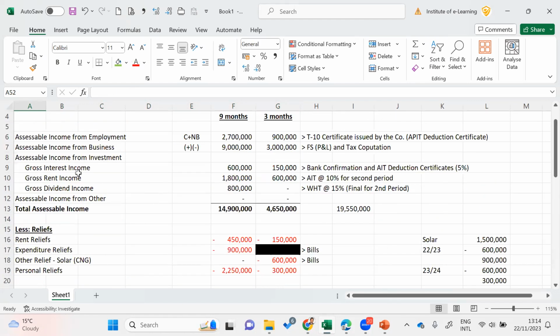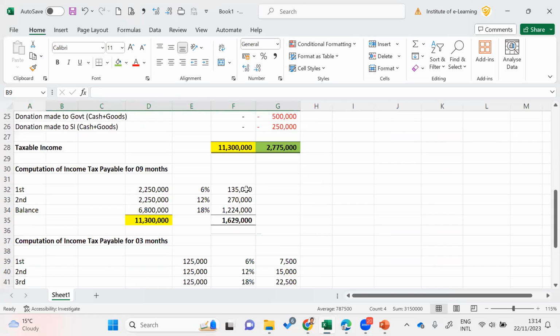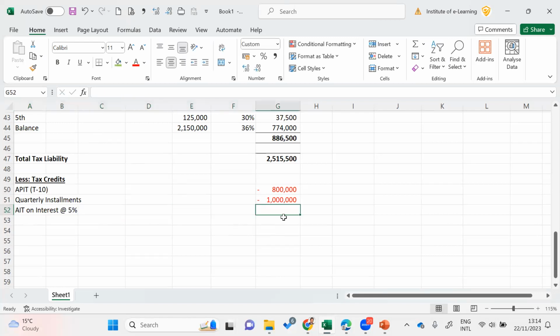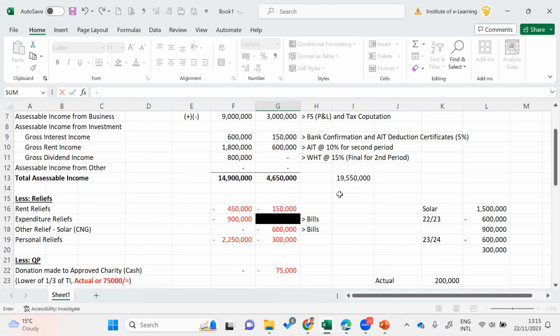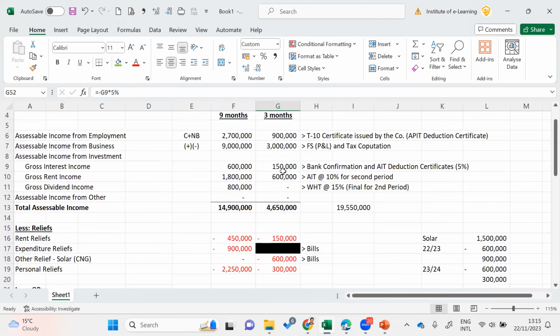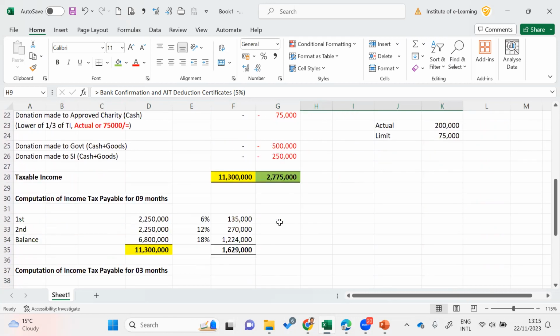Then if you have interest income, you will get advance income tax on interest. You can deduct it at the rate of 5% for the second period. For the second period it is mandatory to deduct, so all banks deduct 5% on interest. Then you will get the advance income tax deduction certificate from the bank at the 5% tax rate.